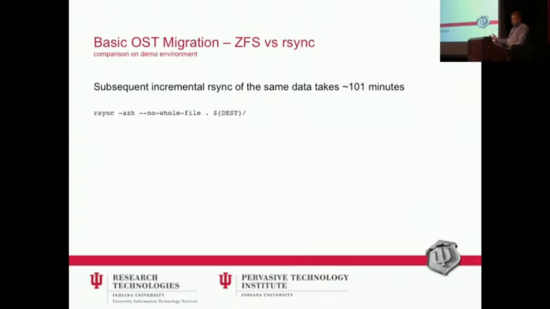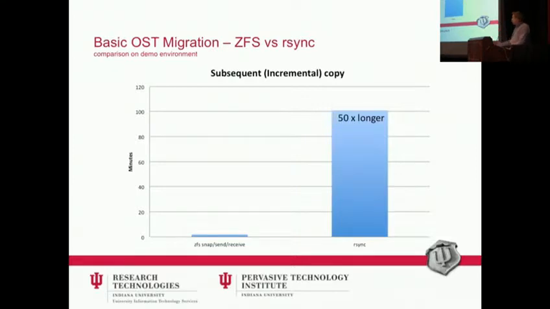Rerunning the same rsync command, again single client, single process, it was roughly 101 minutes for that same operation. There was a lot of overhead in comparing long lists, and there are also the underlying metadata calls to say, how big are you, what's your timestamp, for both the source and destination. There are no metadata calls in the ZFS snap send receive method. So just for graphing purposes, it's 50 times longer in that example.